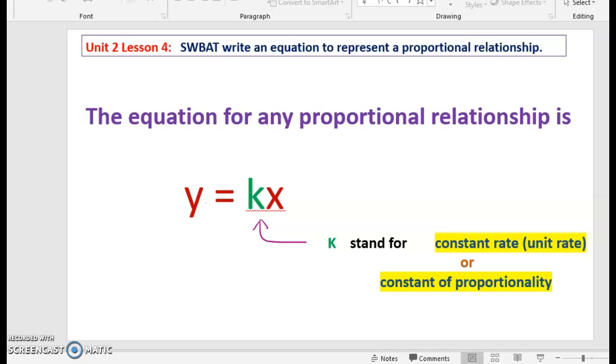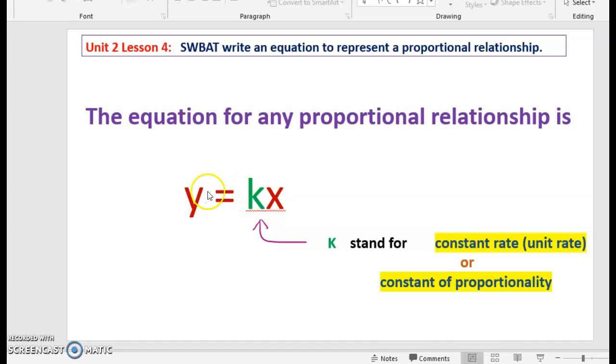Unit 2, Lesson 4. Your objective today is that students will be able to write an equation to represent a proportional relationship. The equation for any proportional relationship is going to be in the form y equals kx. So we have three variables, or three letters. Let's think about what they mean.